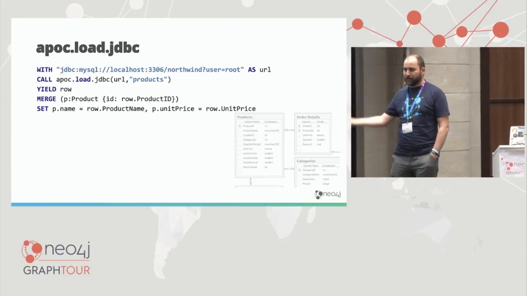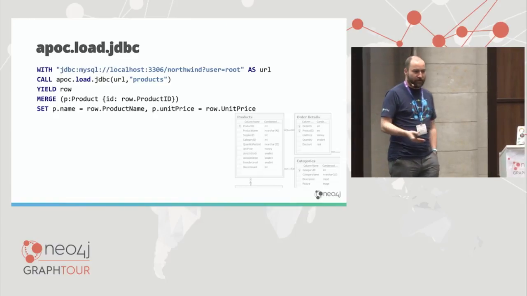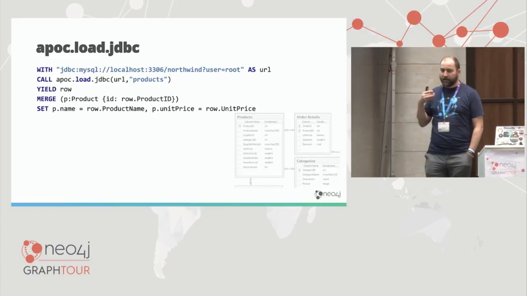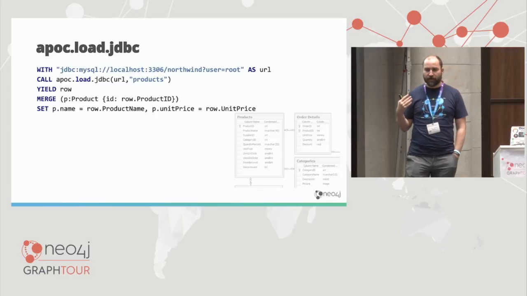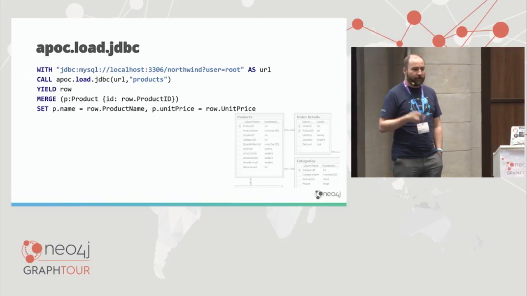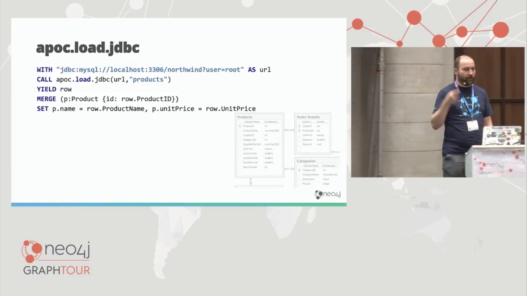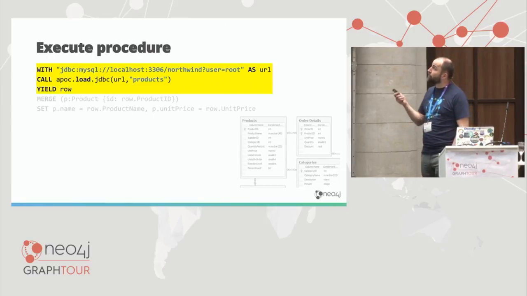We pass in a database connection string to any database that supports JDBC, which is almost any relational database on the planet. Then you pass in either a SQL statement or a table, and you get a stream of results from the SQL statement back to Cypher. You can use that to create data, to match data, to update data, whatever in the graph. So it's a really easy way of getting information into your graph.